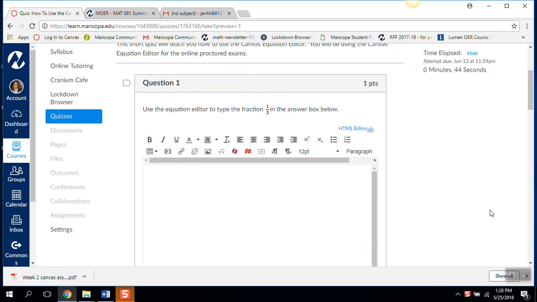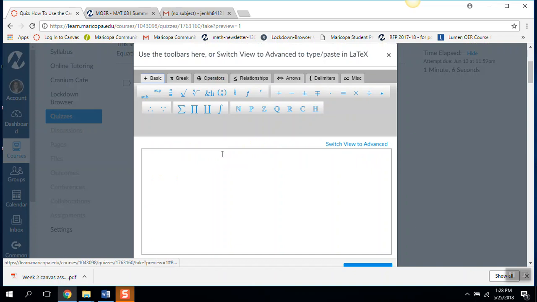Question 1 says, use the equation editor to type the fraction 1/3 in the answer box below. I'm going to place my cursor in the answer box, and then to activate the equation editor, I'm going to hover over this symbol that has a square root sign with an X underneath it, and you'll notice it tells me that I'm going to insert a math equation. I'm going to click on that icon, and I'm brought to the Canvas equation editor.